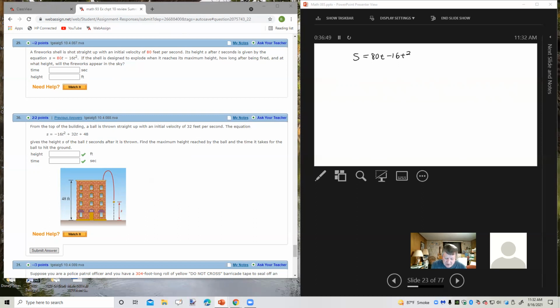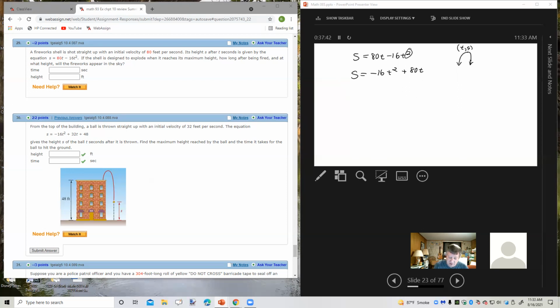All right, first of all, let's take our equation, which is a second degree or a quadratic equation, right? And let's put it in standard form. Okay, now A is negative 16, which means this thing is going to open downwards. So basically, it says if the shell is designed to explode when it reaches its maximum height, how long after being fired at what height will the fireworks appear in the sky? So the vertex up here at t comma s, the t time, that would tell at what time it reached its maximum height, and s, the height, would be the second coordinate of the vertex. So basically we need to find the vertex, okay?